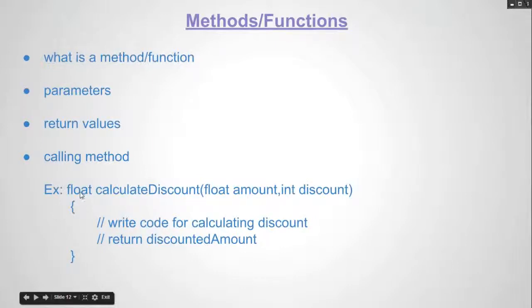So here in the example you can see calculate discount is a function. So it will calculate the discount and it will return the discounted amount. So a function does a particular piece of action or operation. So it is a generalized method that can be called from anywhere with these parameters amount and discount.